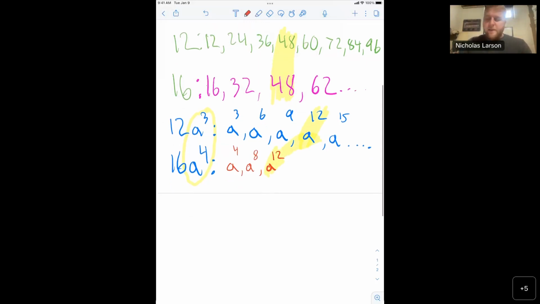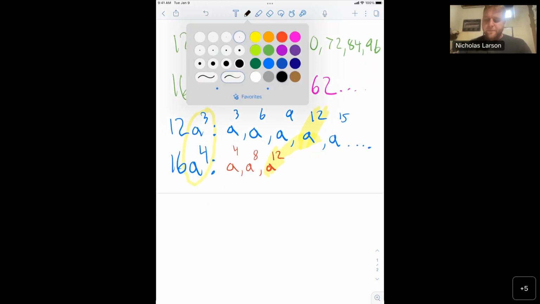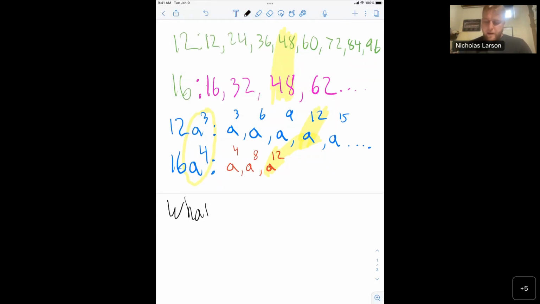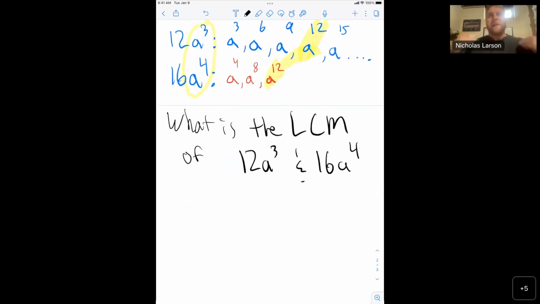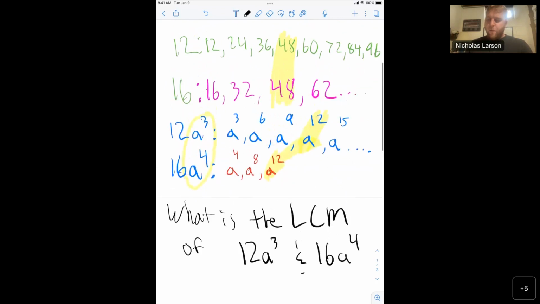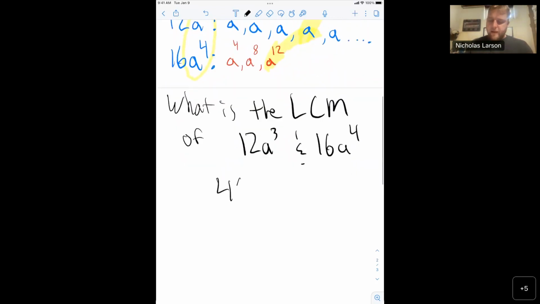So if the entire question was, what is the LCM of 12a to the 3rd and 16a to the 4th? Again, I would look at the numbers separately, and then I would look at the variables. So I would say that it would be 48a to the 12th. That would be my LCM.